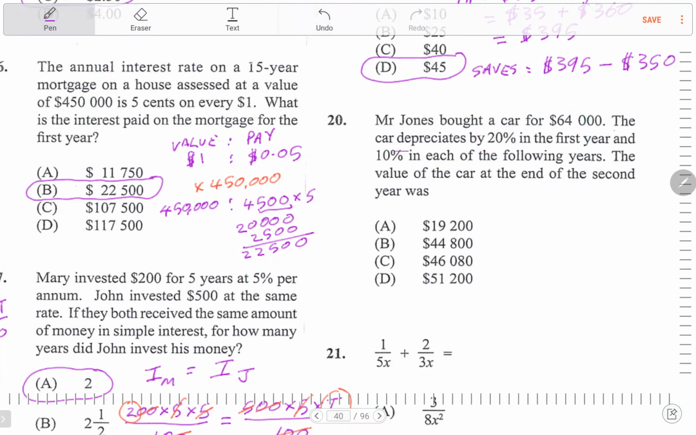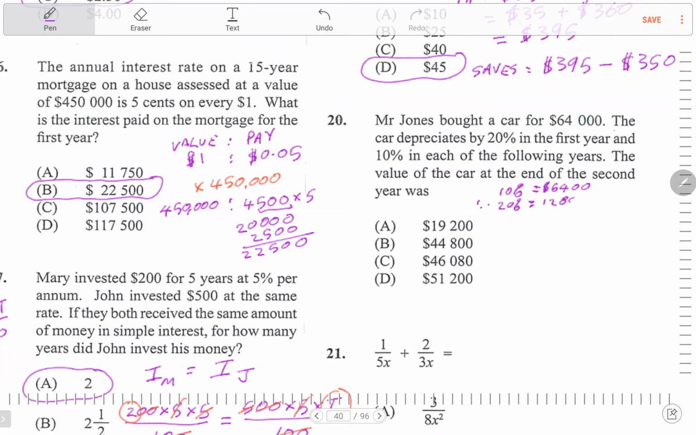Another way to do it, all right, let's look. 10% equals 6,400. Right? Therefore, 20% equals 2 times this, which is 12,800. So you're subtracting 12,800 from the original value, which is 64,000. Let's work it here. 64,000 minus 12,800. So that is the value after the first year now.